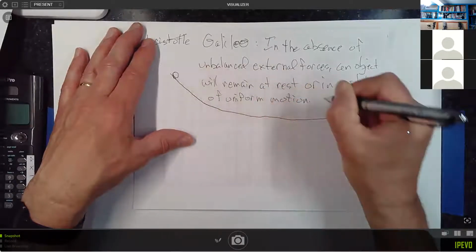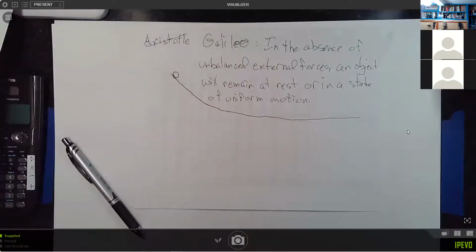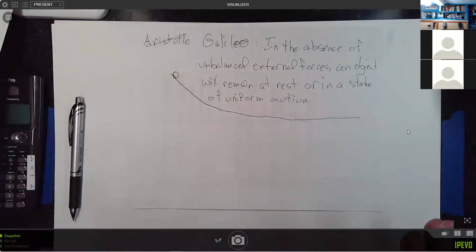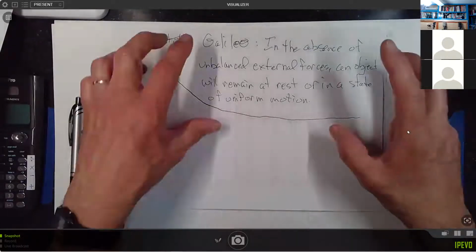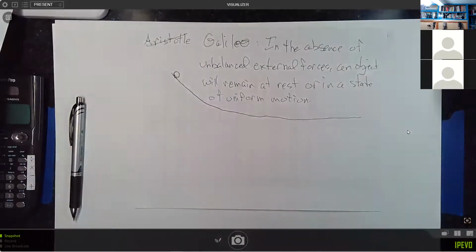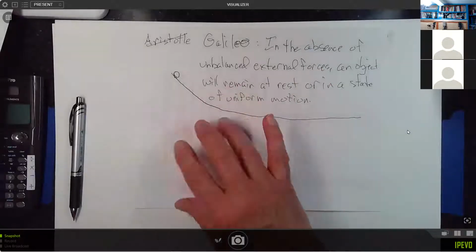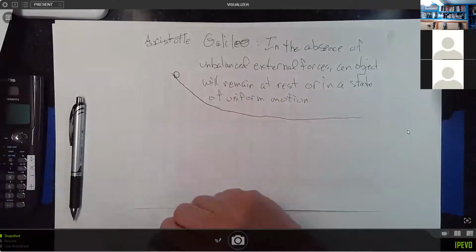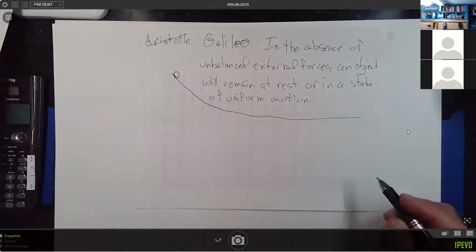Now, I'm using language that, for one thing, Galileo didn't know. I'm writing in English. Galileo either wrote in Italian or Latin. He could do both. And I'm using some modern terms that he might not have used. But this is the essence of what Galileo said and what we now call Newton's first law of motion. In the absence of unbalanced external forces, an object will remain at rest or in a state of uniform motion. Now, we have to define some things.